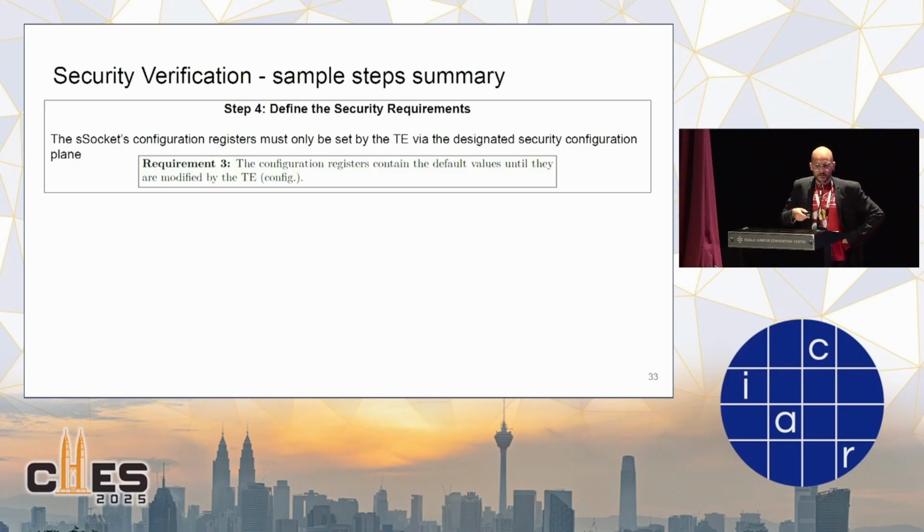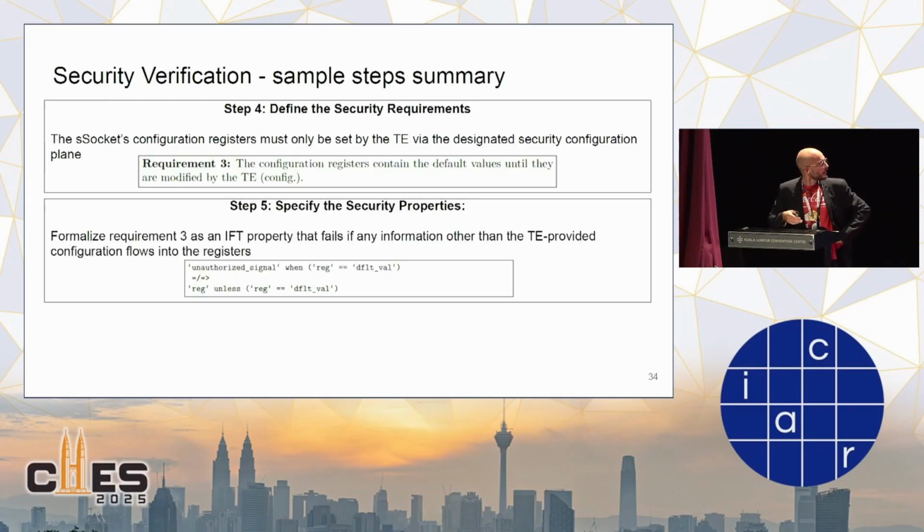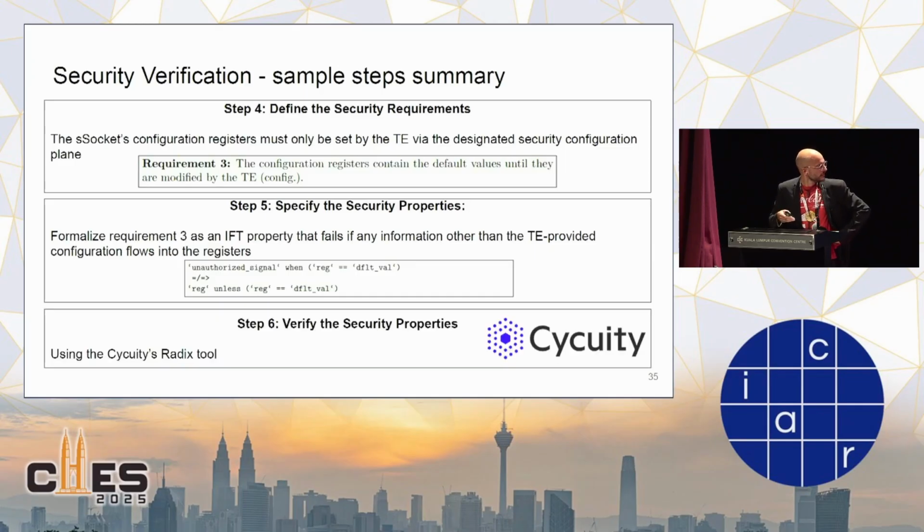Following, we define security requirements for the property. In this case, the security requirement is that the configuration registers contain the default values until they are modified by the trusted entity. And from that, we specify the security property. In this case, the property is specified using the Radix language, using the no-flow operator. This is a convenient way to define properties for access control. And after that, we use the security tool for verifying the properties. This is just one of the properties. In the paper, there are more properties if you are interested, and we are going to make the properties available in the repo soon.